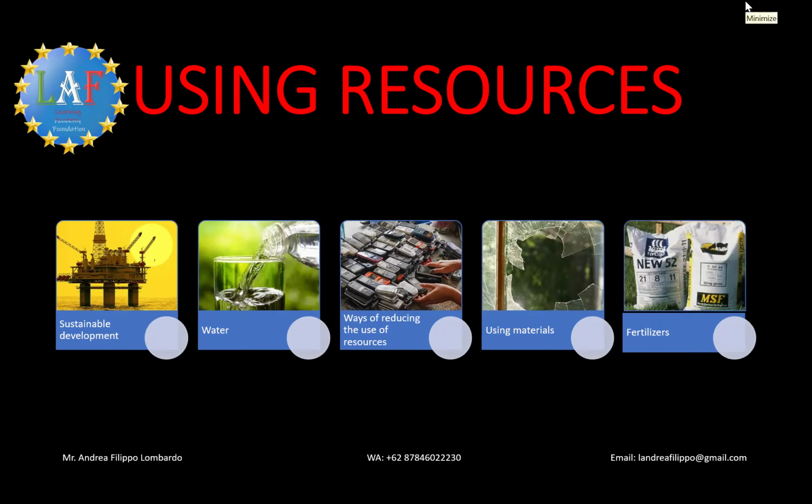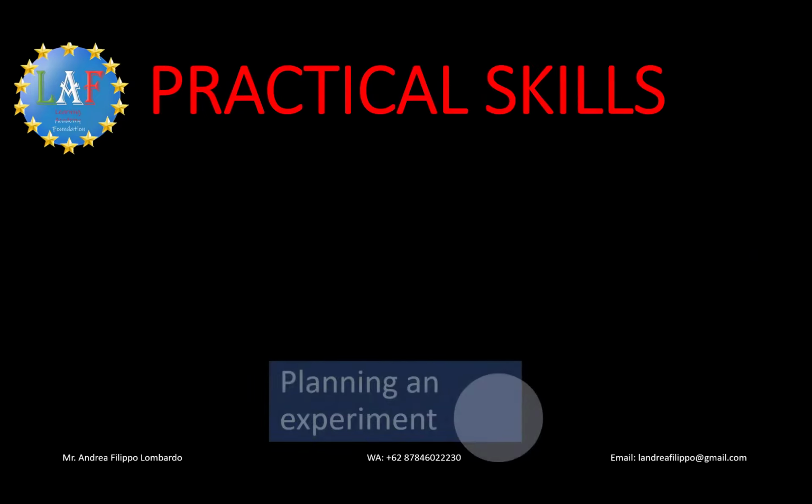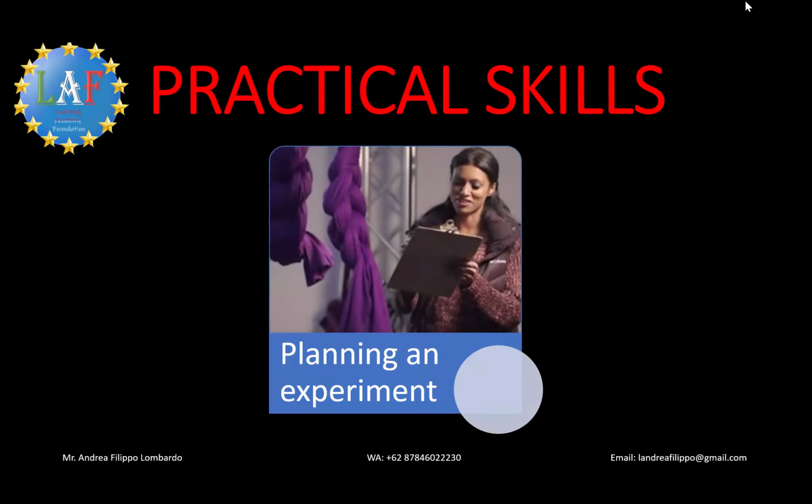Fertilizers contain elements which are essential for the healthy growth of crops. Fertilizers can be made in the laboratory and on a larger scale by the chemical industry. The last section will be about practical skills. Scientific investigations have several stages: planning, collecting data, analyzing data, and evaluation. It is important to understand how to carry out each stage of the investigation.